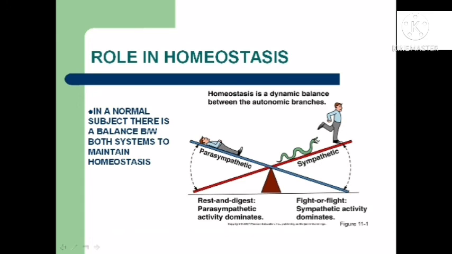The role of the parasympathetic and sympathetic nervous system in homeostasis. In a normal subject, there is a balance between both systems to maintain homeostasis.